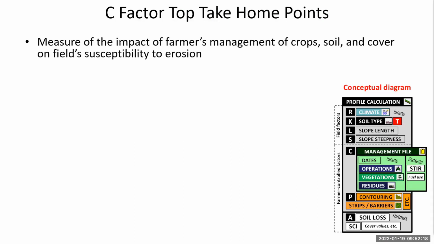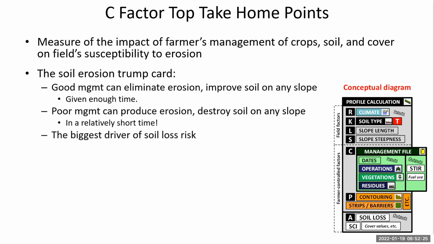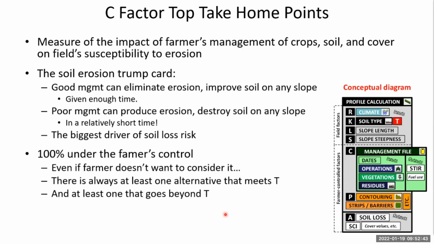The C factor is a measure of the impact of the farmer's management of crop, soil, and cover on the field susceptibility to erosion. It is really the trump card. Good management can eliminate erosion and improve the soil on any slope if we give it enough time, right? But poor management can produce erosion and destroy the soil on almost any slope in a relatively short time. So management is the biggest driver of soil loss risk. It is the heart of the RUSLE2 project, if you will.